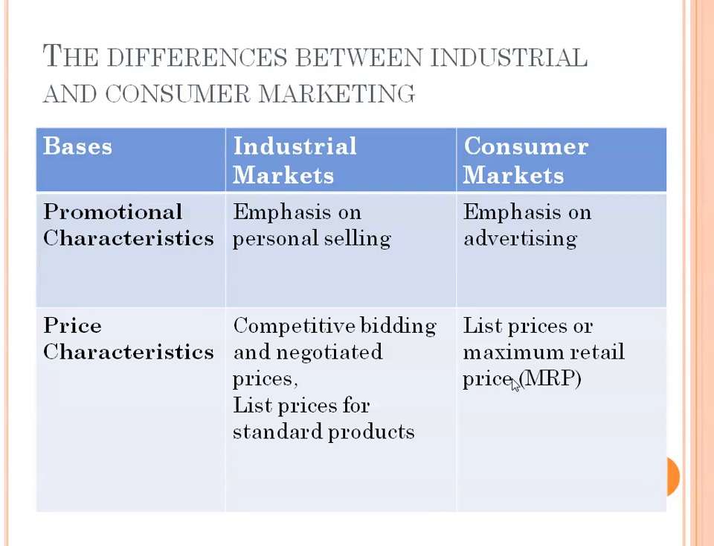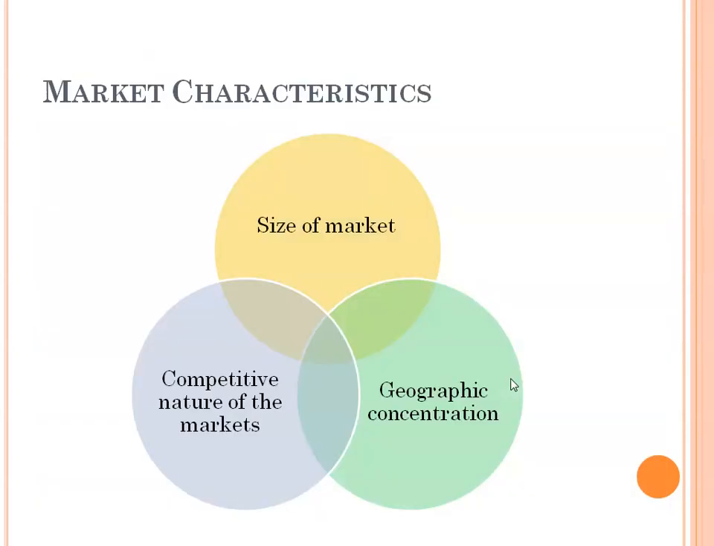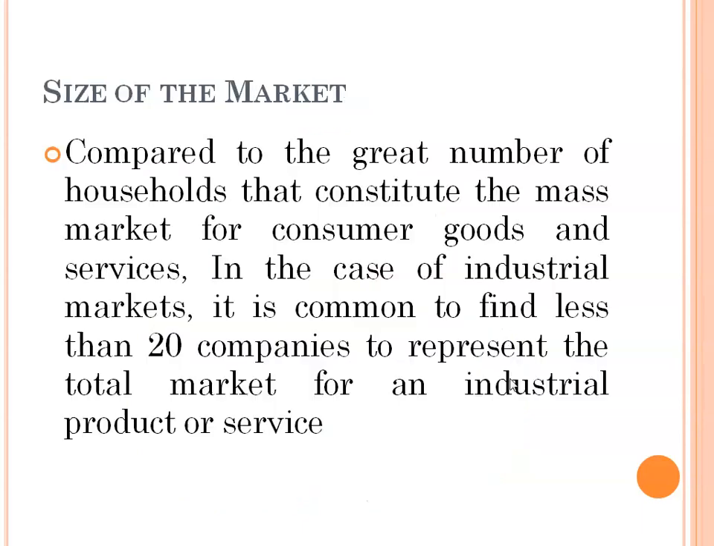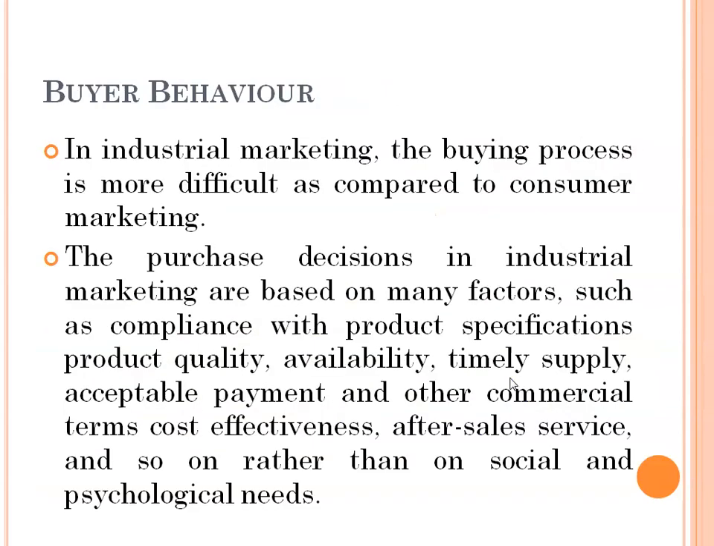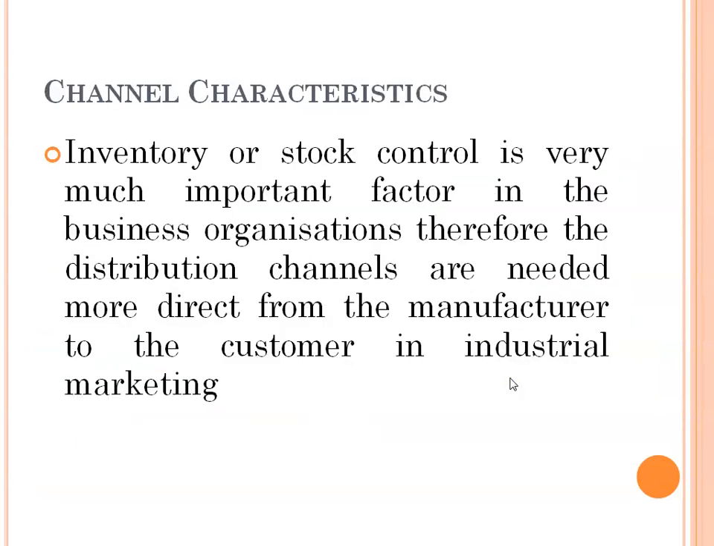And many times, list of prices for the standard products, they are having catalogs and all, so that can be provided in the industrial markets. Then market characteristics can be the size of the market, then competitive nature of the markets and geographical concentration. Also the product characteristics, buyer behavior that we can study here. So that I have covered in detail, and I have sent you the Google YouTube link for these things.